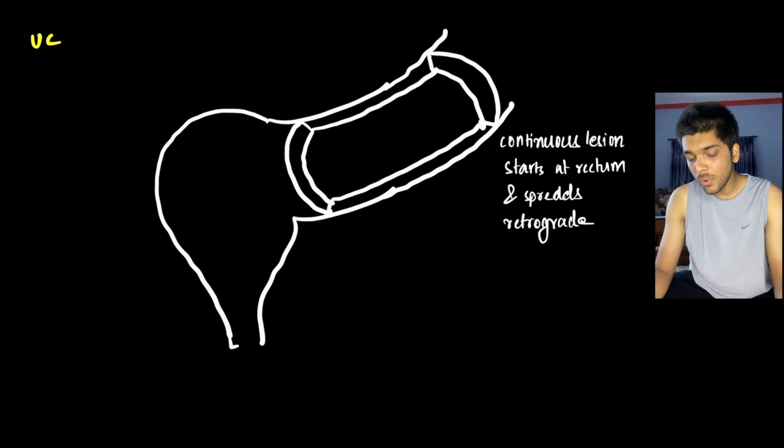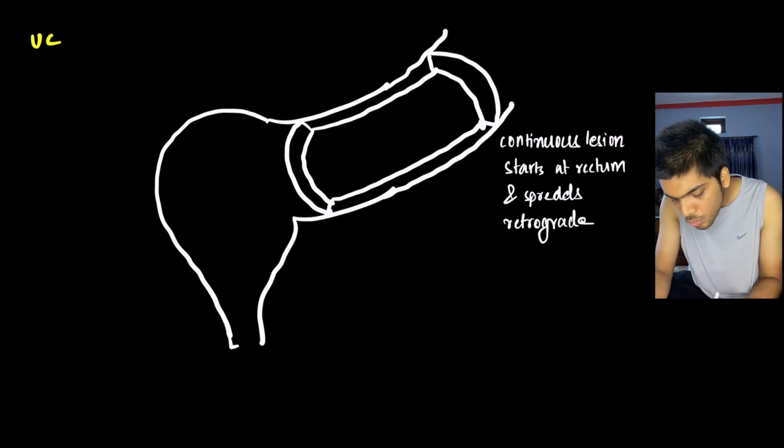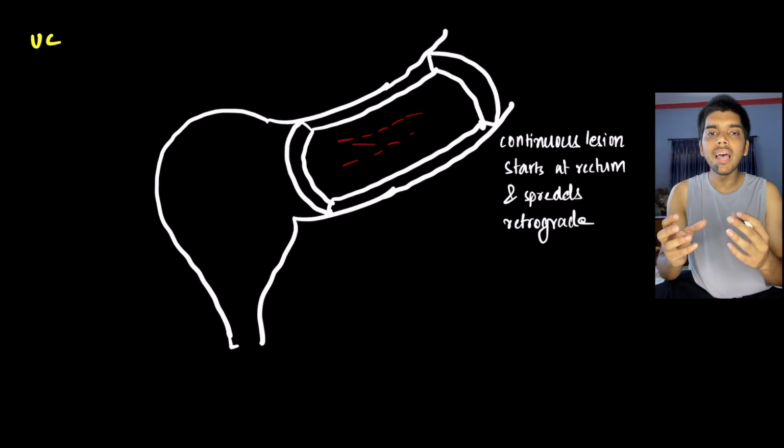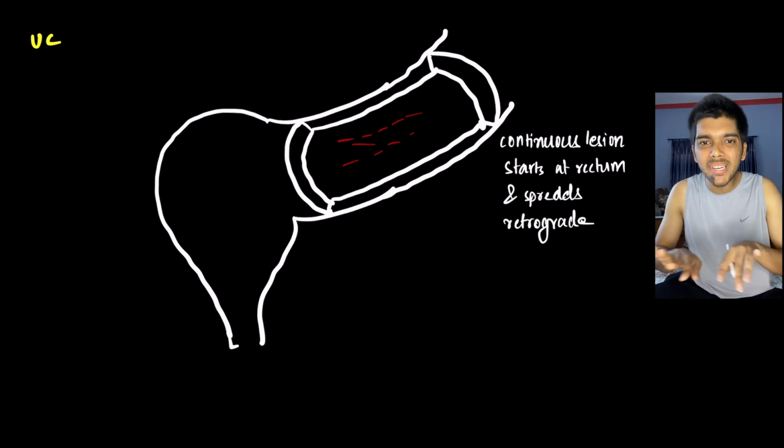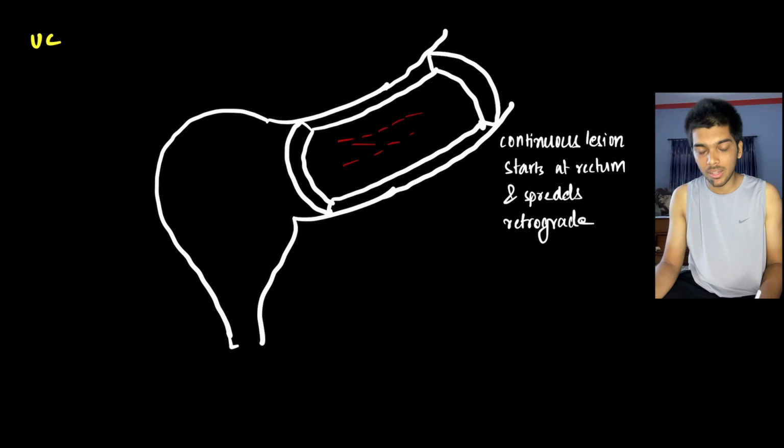Next question. Something about ulcer. What type of ulcer do we have here? We have a superficial ulcer. That is, it is only the mucosa and submucosa that is involved. The muscular layer is not breached. There is no breach in the muscular layer. So these are superficial ulcers.